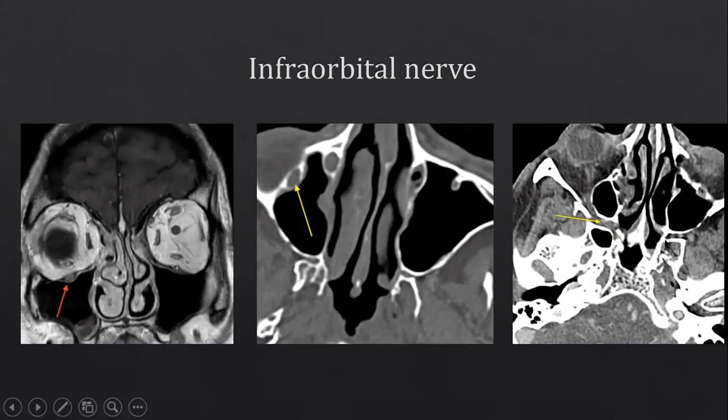pterygopalatine fossa. These are the pterygoid plates over here. The small area over here behind the maxillary sinuses is called the pterygopalatine or the pterygomaxillary fossa. Normally it should contain fat, this low density, with a small amount of vessels and lymph nodes. But in this person, this is that same person, you can see there is abnormal soft tissue within it, and that is because of infiltration along this infraorbital nerve into the pterygopalatine fossa, where the pterygopalatine ganglion resides.